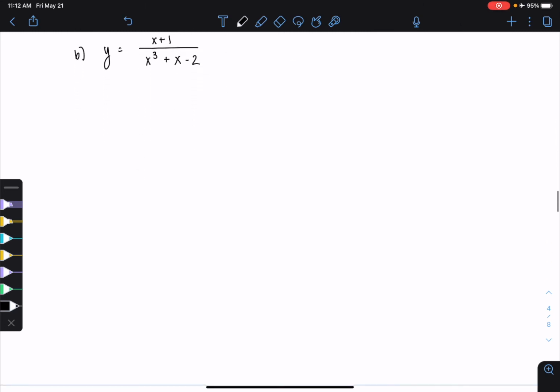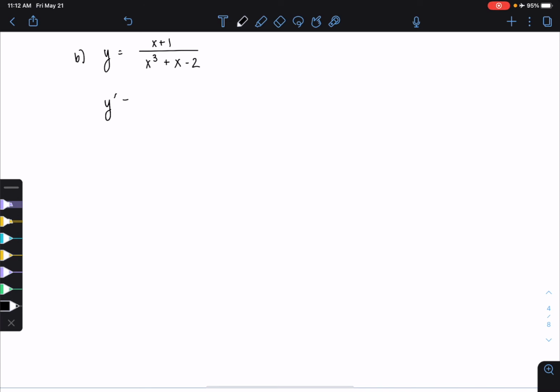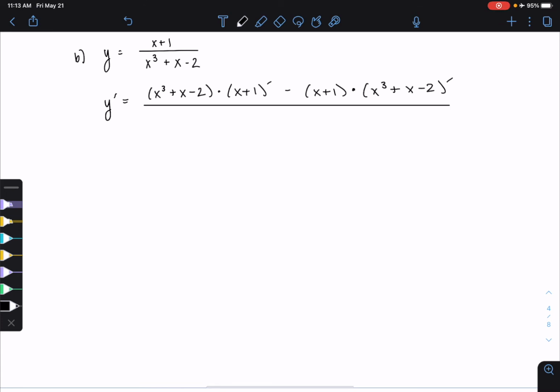Let's try a second example. We're going to have a polynomial over a polynomial. So applying our nice mnemonic again, which sounds a lot like yodeling, we get low d high minus high d low all over low low.